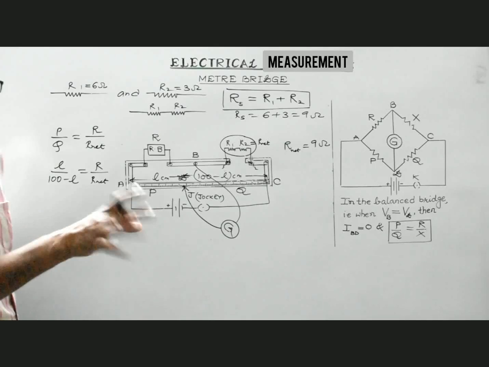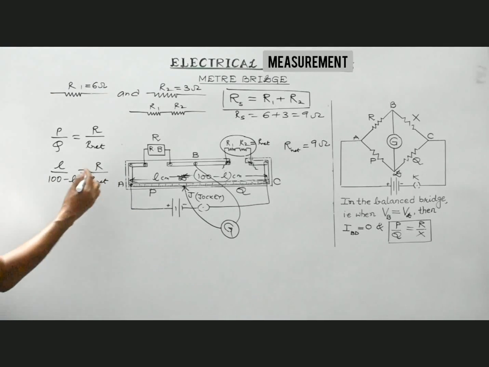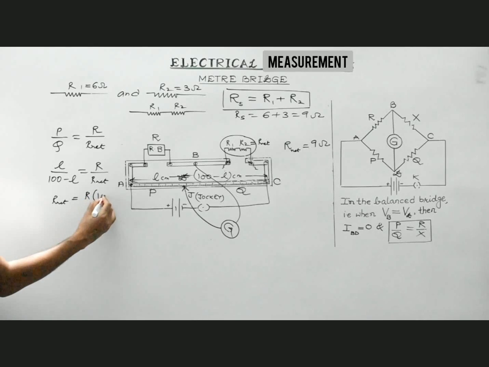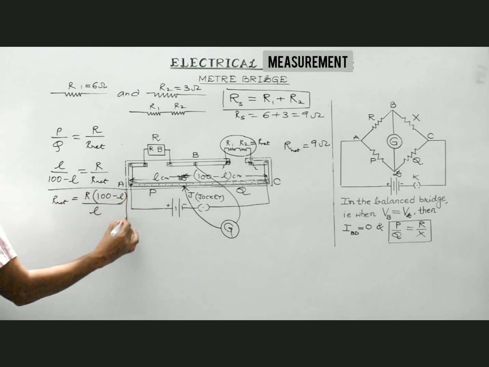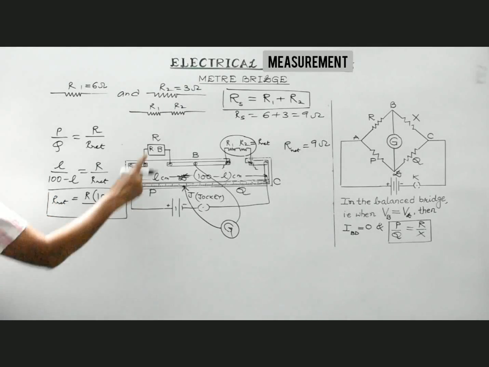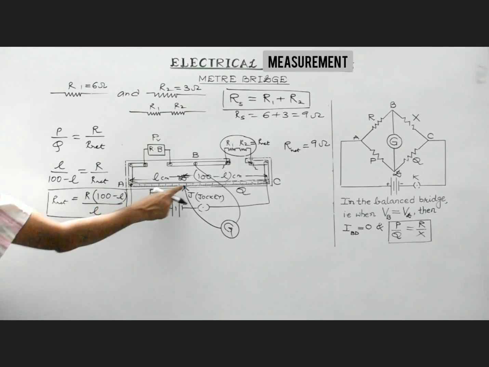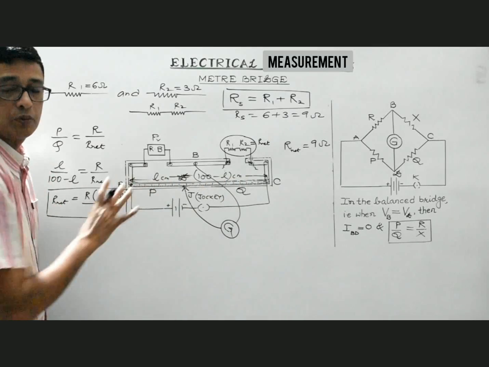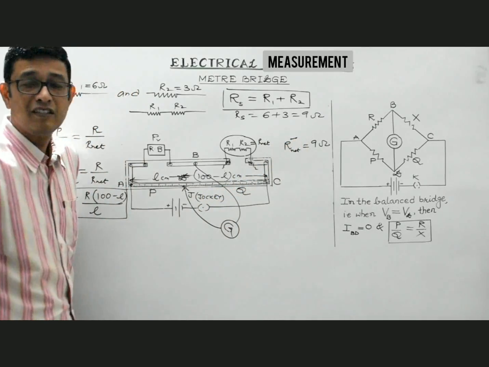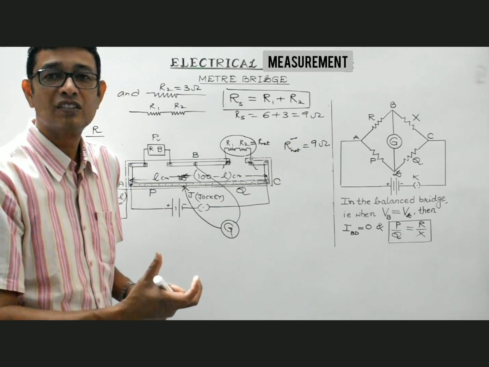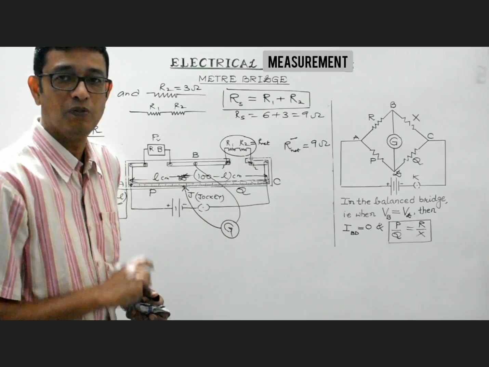P is proportional to L and Q is proportional to 100 minus L, right? So, taking ratio, that proportion sign will get eliminated. So, R net will be equal to R into 100 minus L divided by L. This is what I have told you. This R is known to us. The balancing length can be easily obtained experimentally. Knowing the value of capital R and L, substitute this value and you will get R net. And it should be more or less equal to 9 ohm.